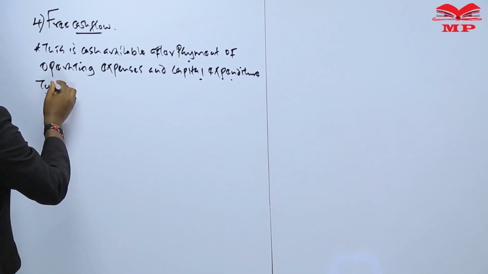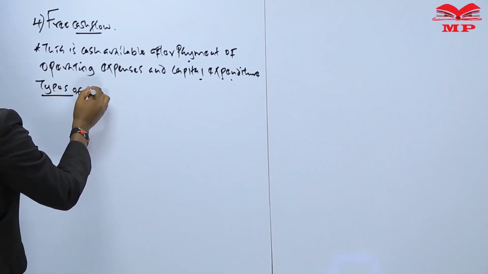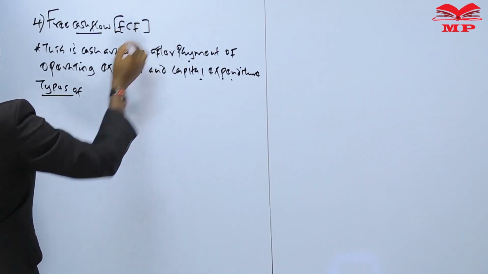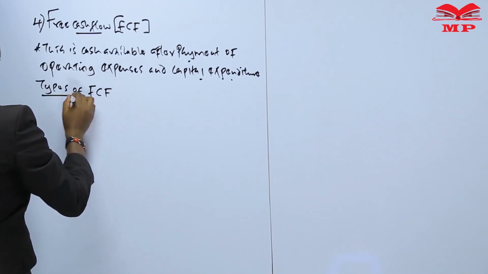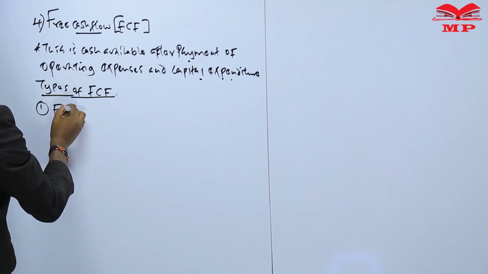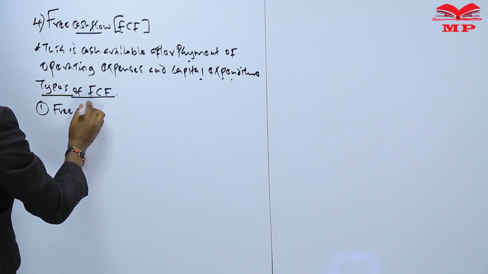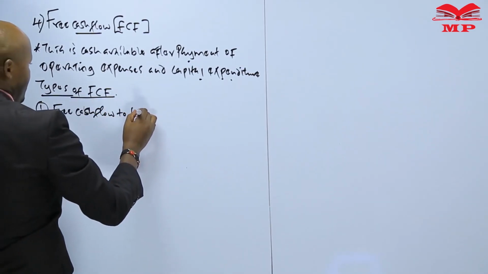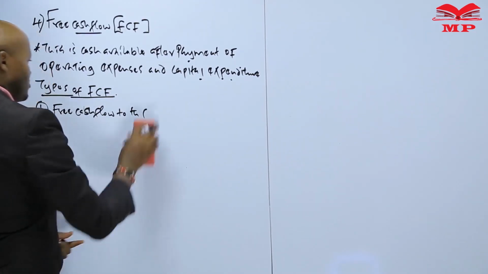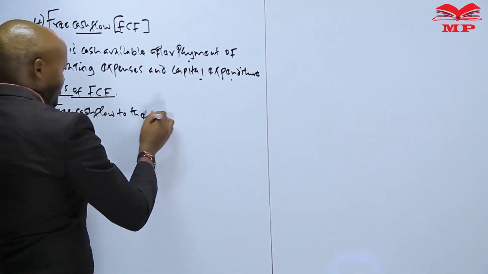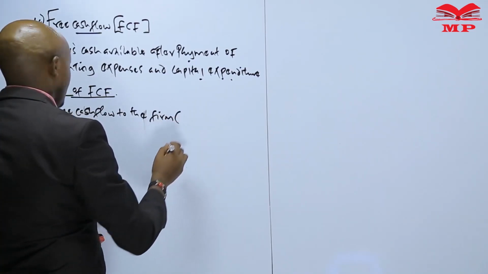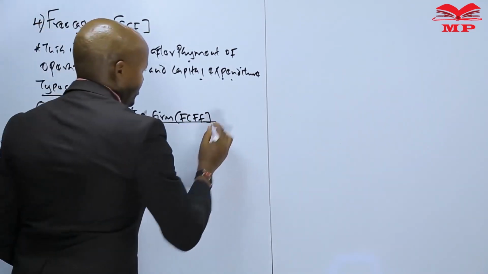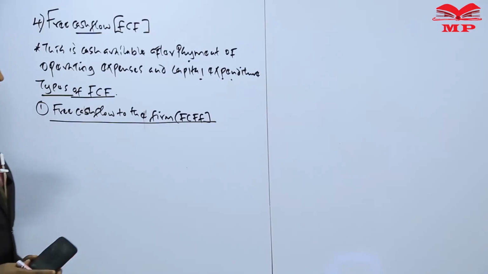We have two types of free cash flow, abbreviated as FCF. One is what we refer to as the free cash flow to the firm, abbreviated as FCFF.